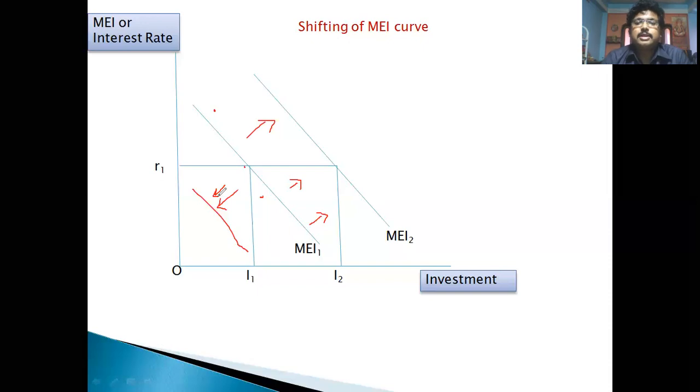So I hope you have an understanding of this lecture: what is capital, what is investment, what is autonomous investment, what is induced investment, what is average propensity to invest, what is marginal propensity to invest, what is marginal efficiency of capital, what is marginal efficiency of investment, what is the relation between the marginal efficiency of capital and the marginal efficiency of investment, and why there are different types of slopes in the marginal efficiency of investment, and why there is a shifting in the marginal efficiency of investment. So a number of concepts I have tried to clarify in this lecture.